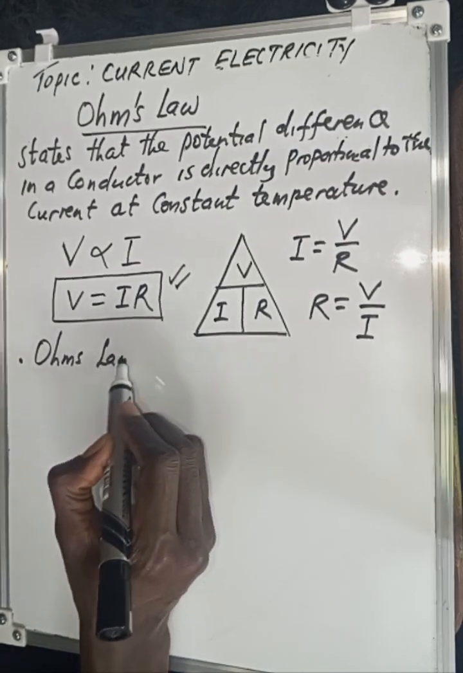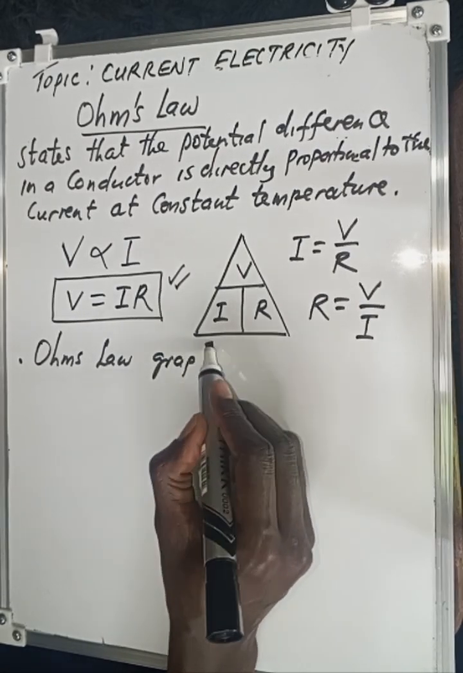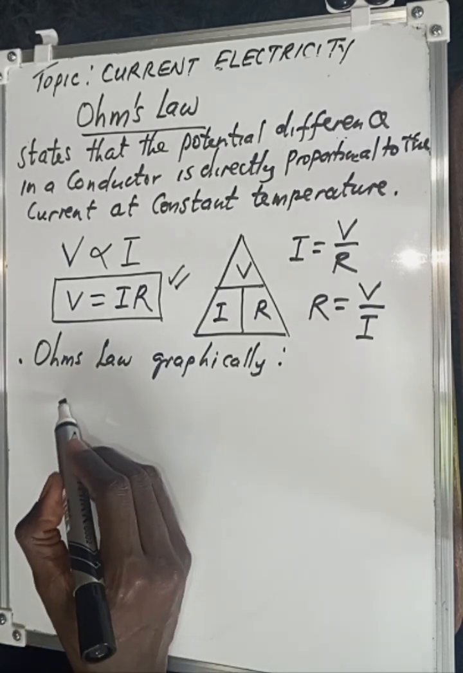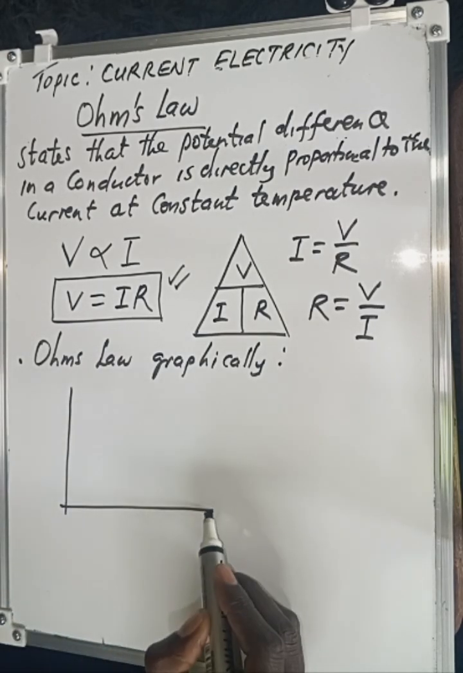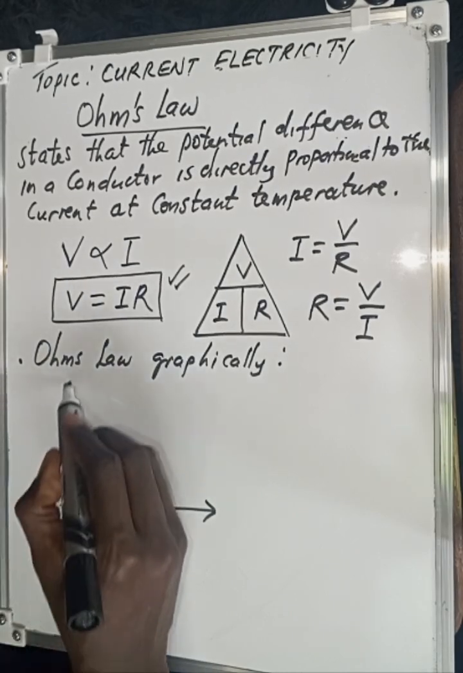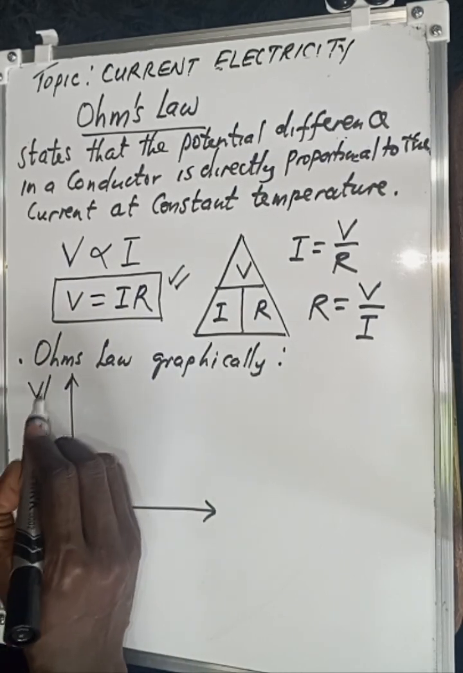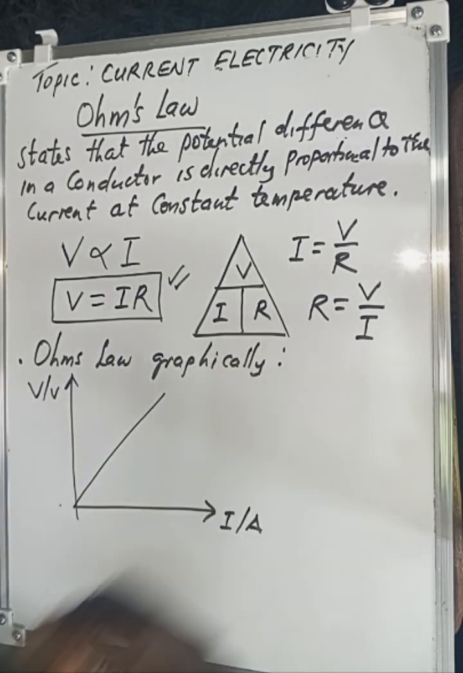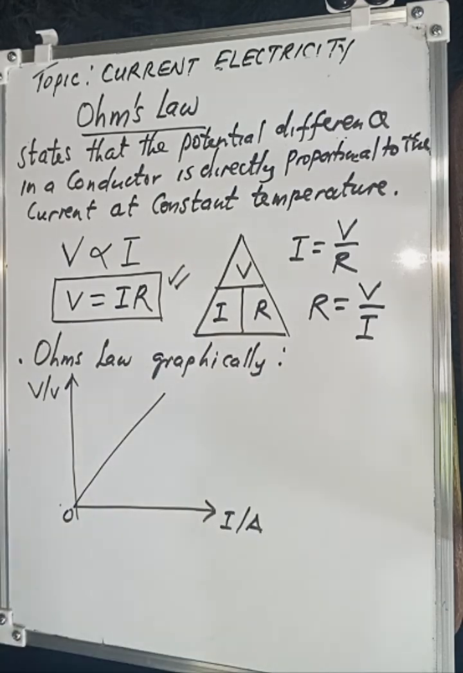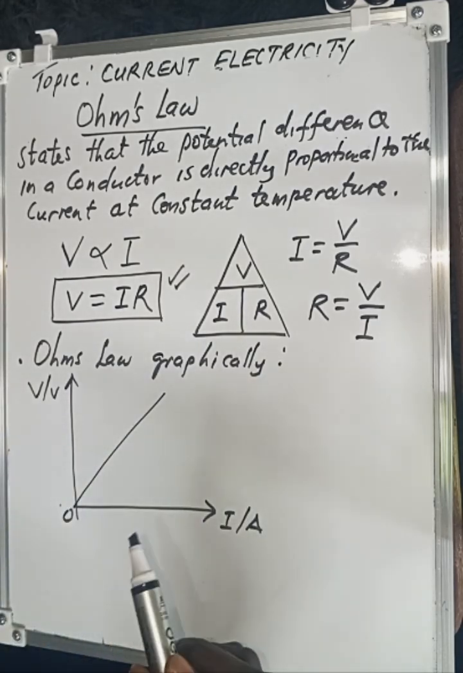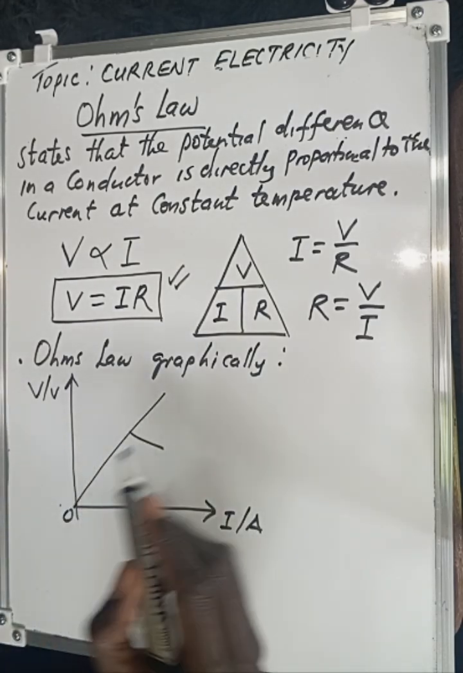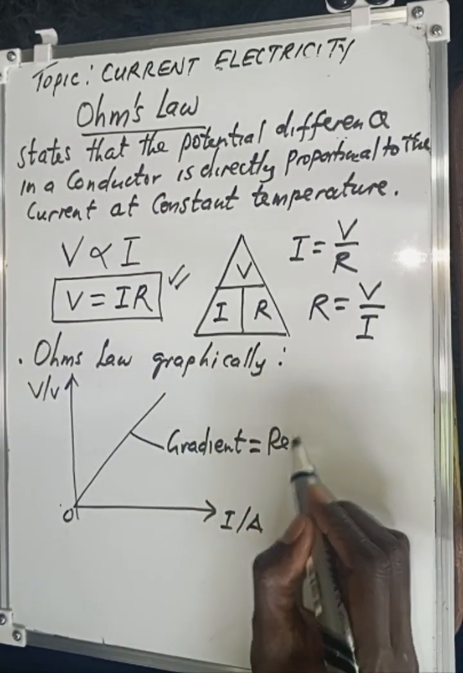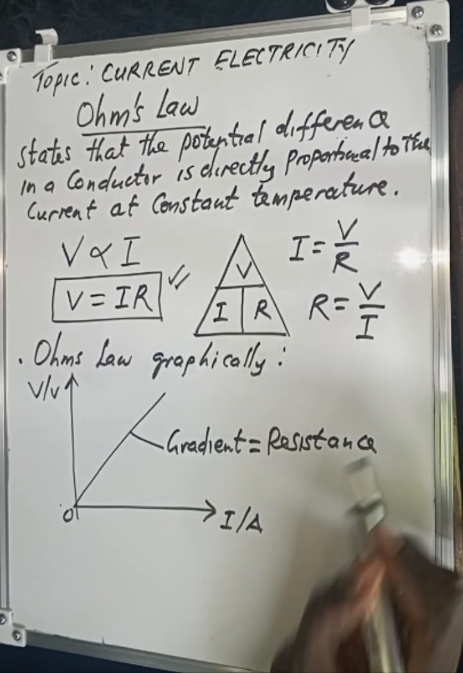Now Ohm's law can be represented graphically on a graph. When we represent Ohm's law graphically, where I plot a graph of voltage in volts against current in amps, you are going to have a straight line of best fit. What is important is that when you find the gradient of this line, the gradient will always represent what we are calling the resistance.